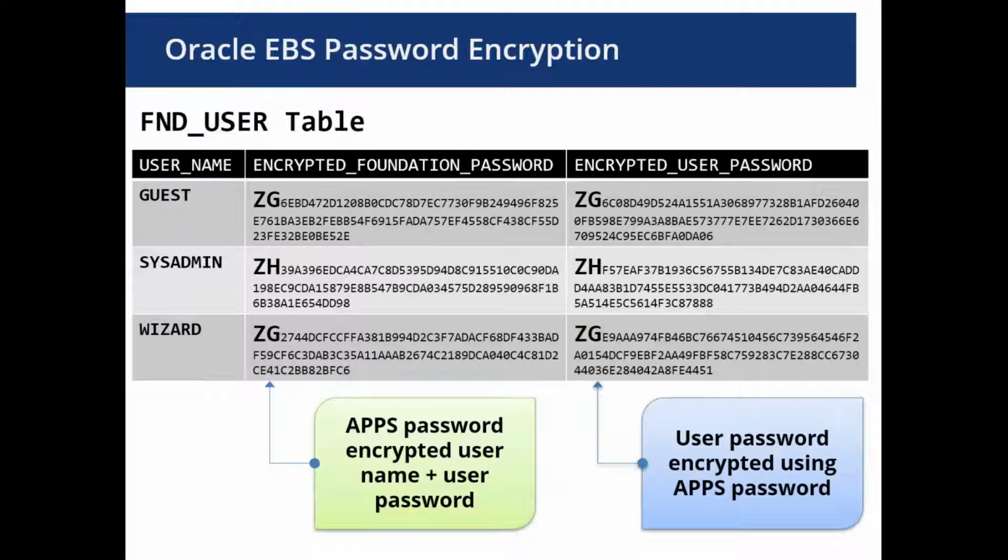So if we now look at the FND user table, the FND user table actually has 2 passwords stored. In the column ENCRYPTED_FOUNDATION_PASSWORD, it's actually storing the end user's password and their username. It kind of concatenates them together and then uses the apps password to encrypt those. But then it's also storing the apps password encrypted using the user's password.